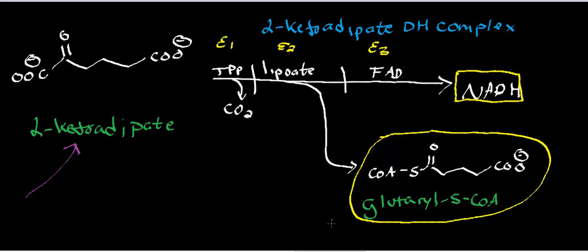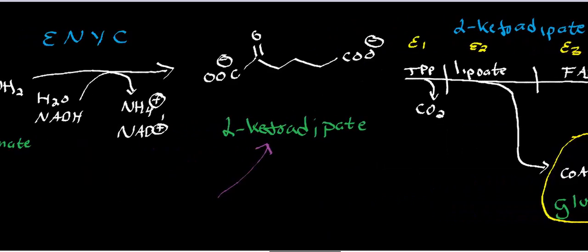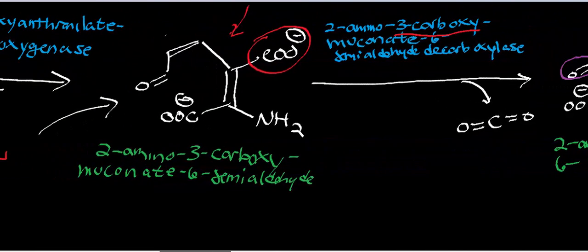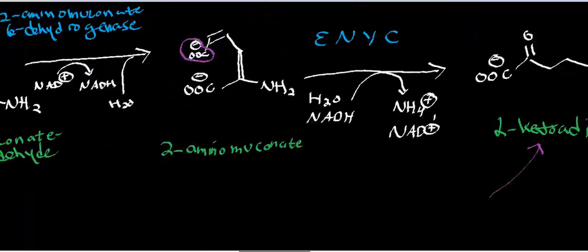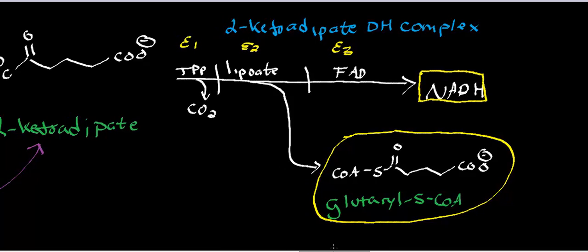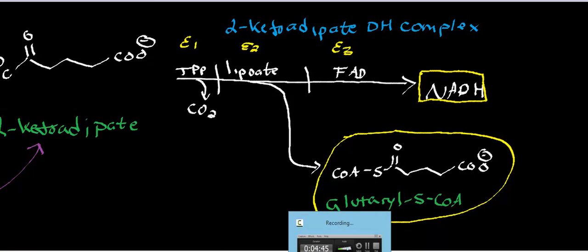I hope this video gave you a little bit of intuition on how we take the destroyed aromatic ring, which is 2-amino-3-carboxymuconate 6-semialdehyde, and convert it all the way down to alpha-ketoadipate, and then ultimately to Glutaryl-S-CoA. See you in the next video where we actually go into the catabolism of Glutaryl-S-CoA.